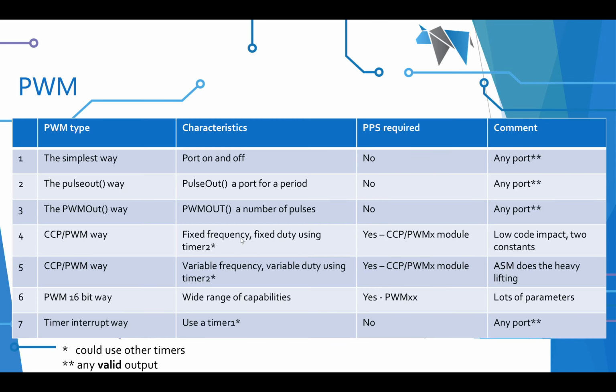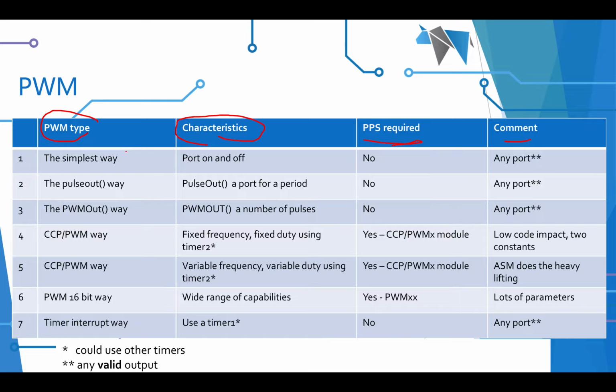So, pulse width modulation, we can do it many different ways. I'll bring the pen up. We have a real simple way, and I'm going to just take you through the table. I'm going to show you 6 in this. And look, this is the type. This is the characteristics, whether you need PPS or not, and just a general comment, okay?